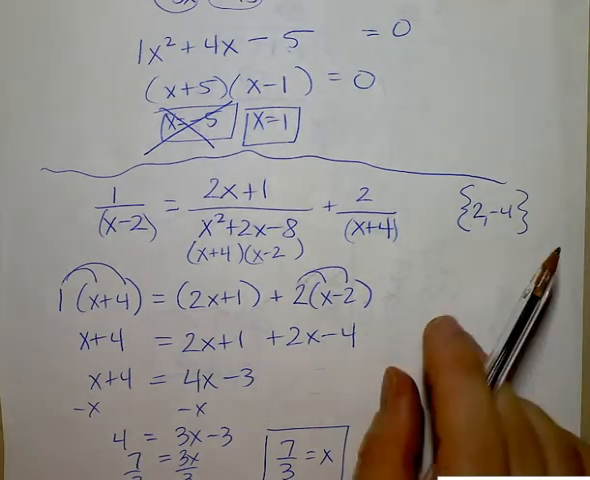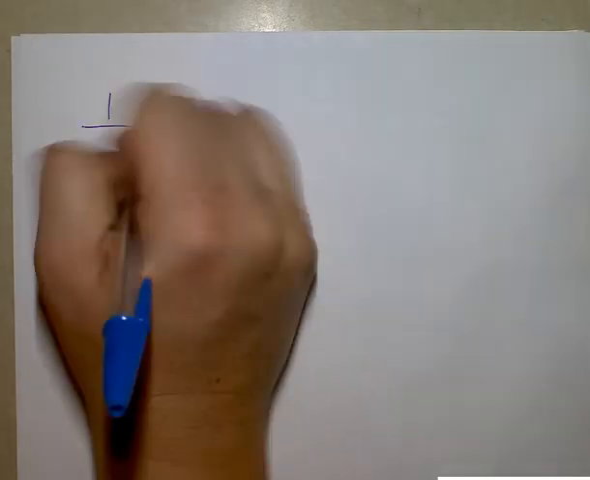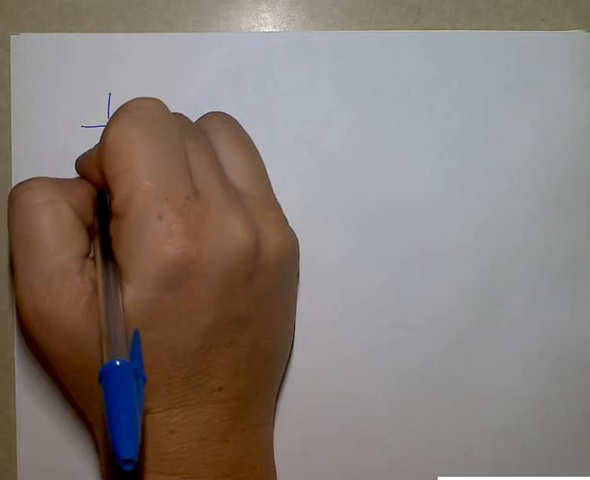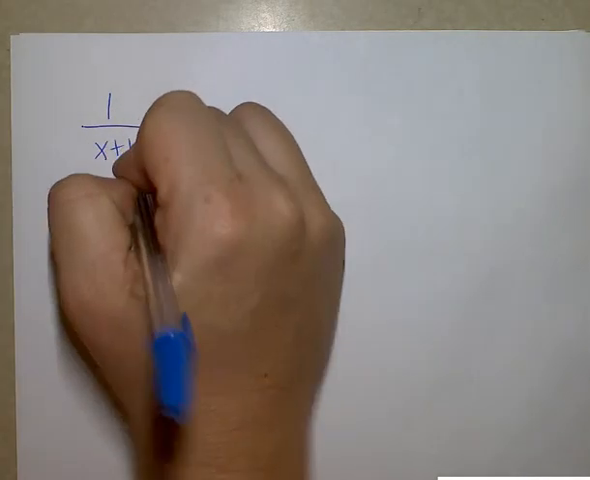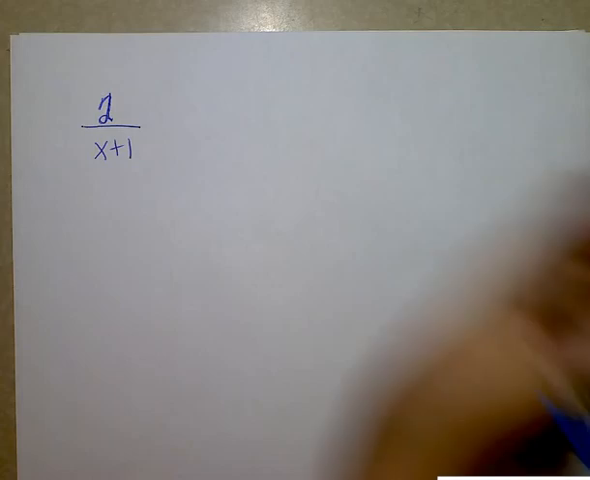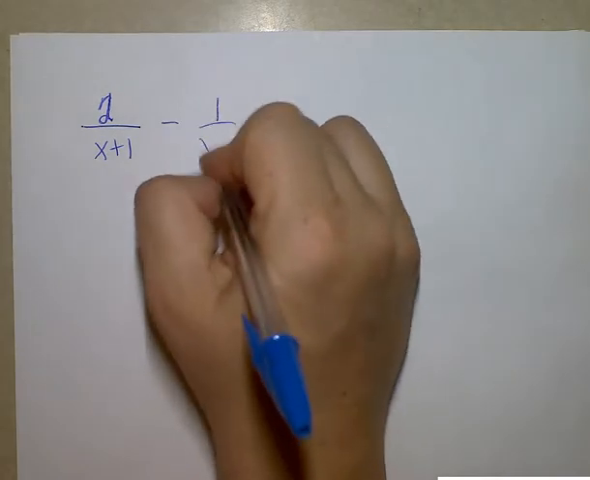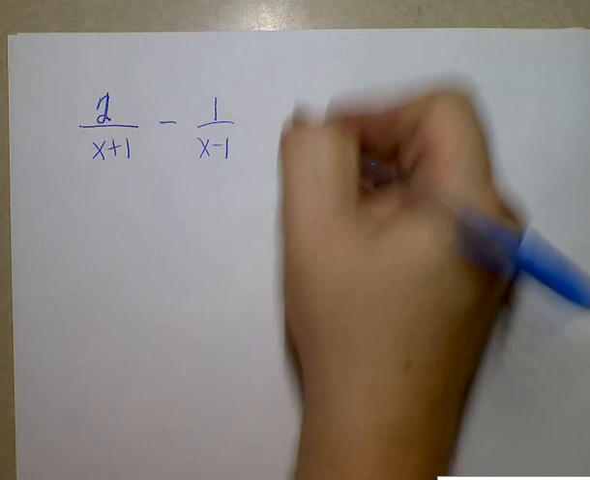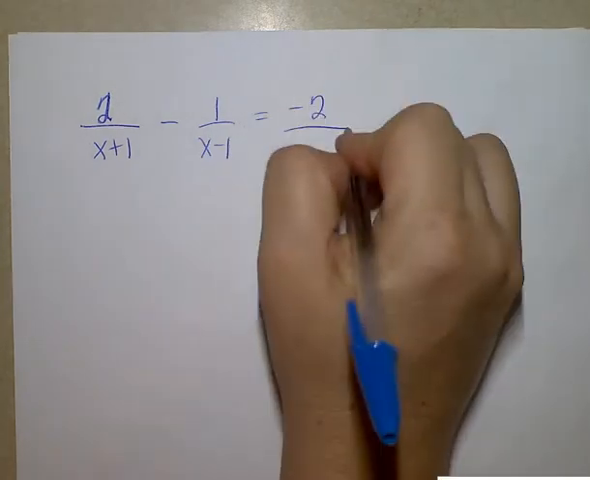We have 3 problems left. For the next 3 problems, I'm not going to provide a secondary problem that is similar to it. Here's the first one. 2 over x plus 1 minus 1 over x minus 1 equals negative 2 over x squared minus 1.